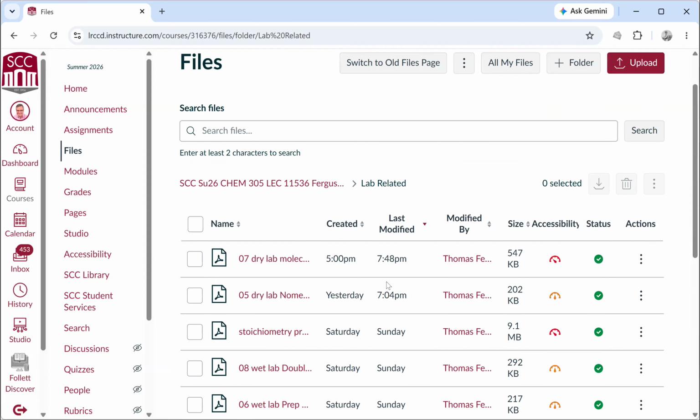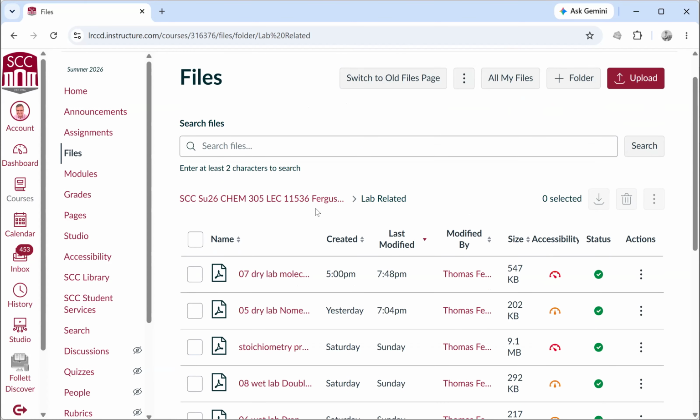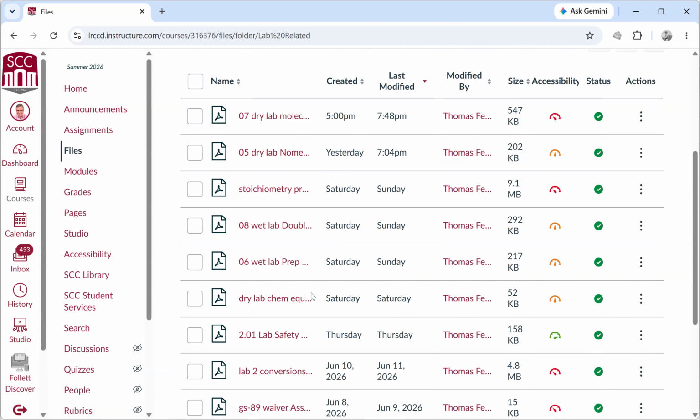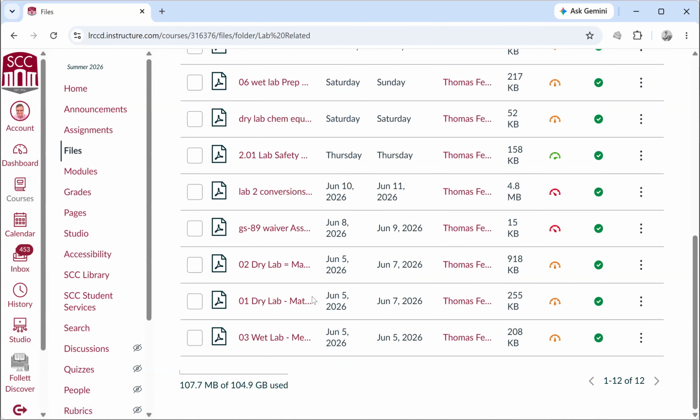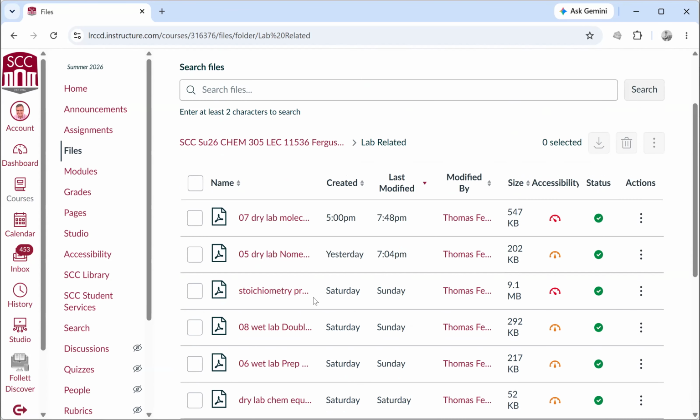Well, you'll find it in here. Files, lab related. And I'll make sure everything is here after we hang up, because I only see 107. There should be more than 107. Okay, anyway, that's where it'll be as soon as we hang up. Okay, thank you. You're welcome.